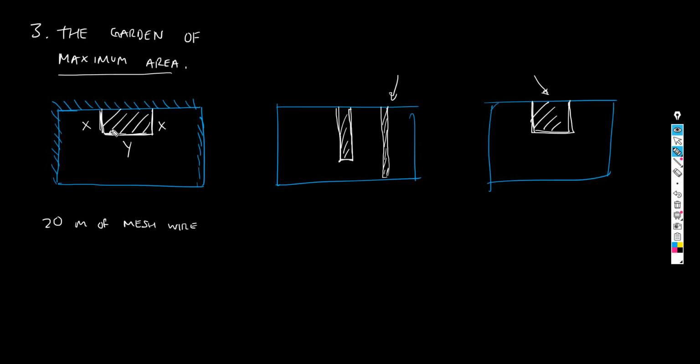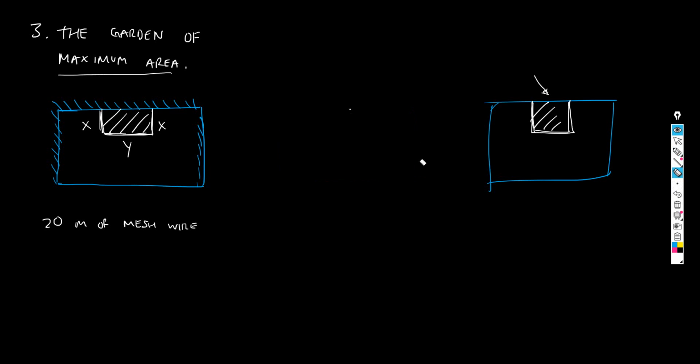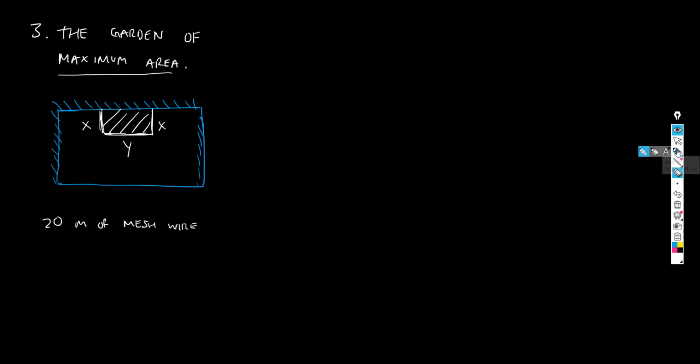So in what way do I need to arrange my garden? In what way do I need to decide on X and Y, these dimensions, in order for this garden to have maximum area? That is my goal, for obvious reasons. It's going to be better if I have a maximum area for planting flowers and all that stuff. So that is the problem. What do these quantities, X and Y, need to be in order for this garden to have maximum area? Now we know what the problem is. Let's try to solve it.